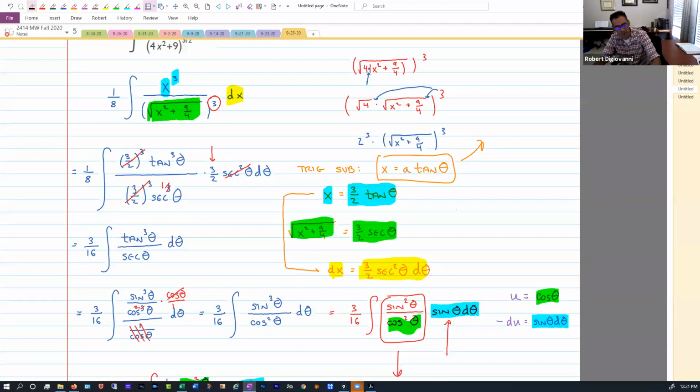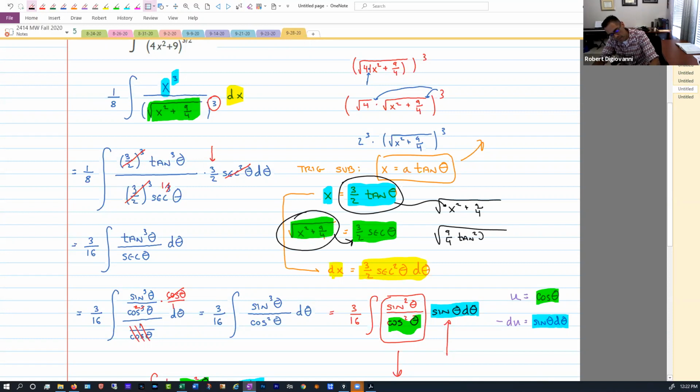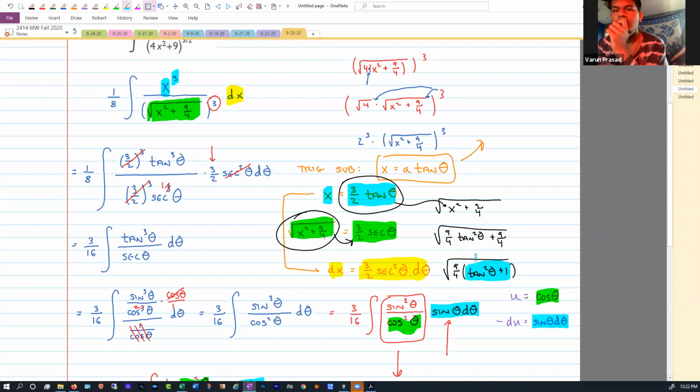If you actually wanted to figure out why this is equal to this, you would have to write down the square root of x squared plus 9/4. You would have to replace x with that right there. So you'd have to put that in for x. So square it, it becomes 9/4 tan squared theta, but then you still had 9/4. And then you'd pull out a 9/4 out of each one of those. And then you'd use the Pythagorean identity to replace that part in blue with secant squared.